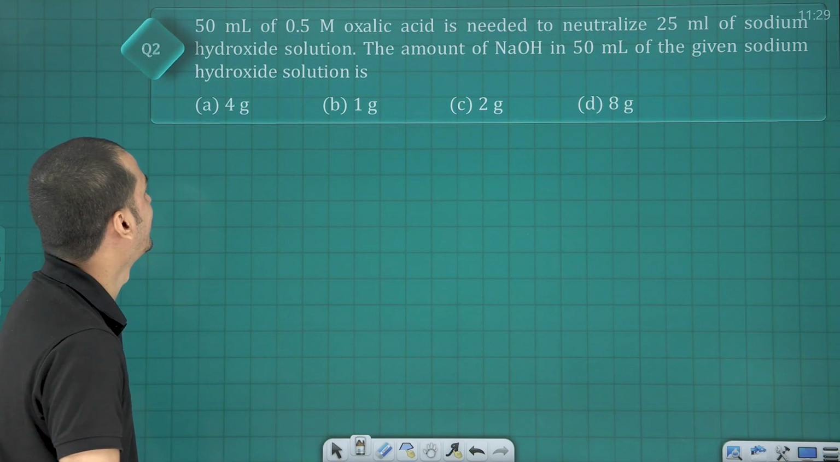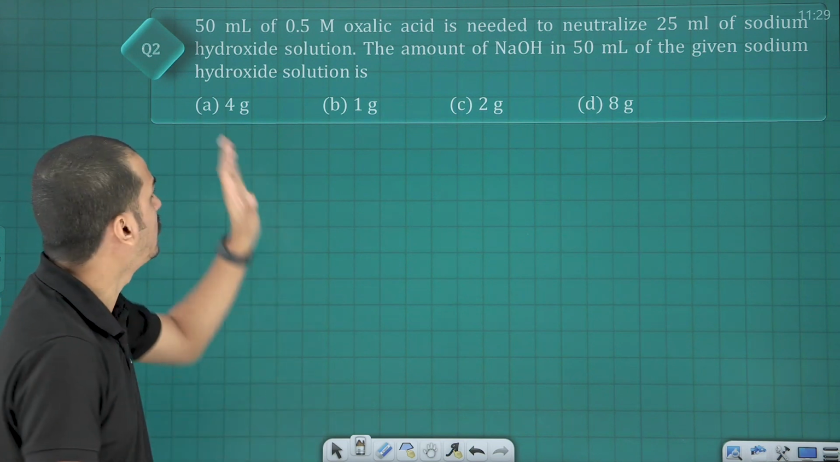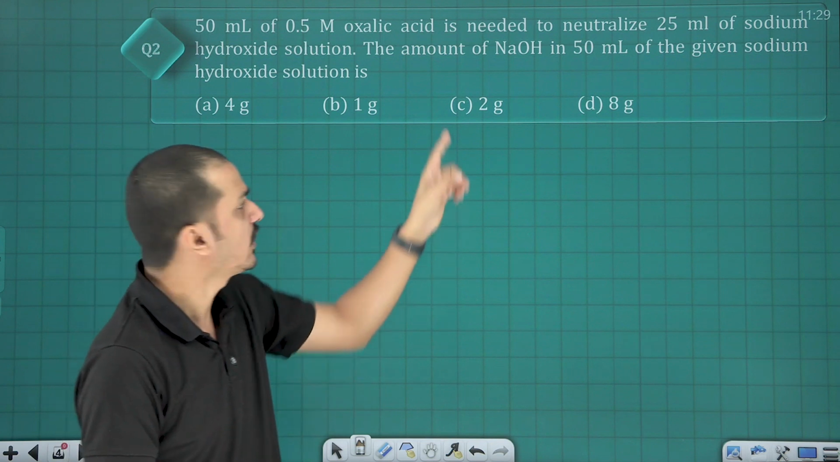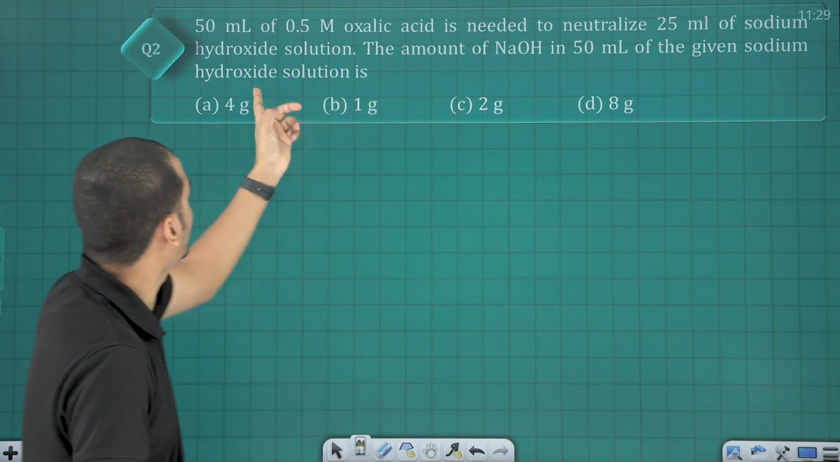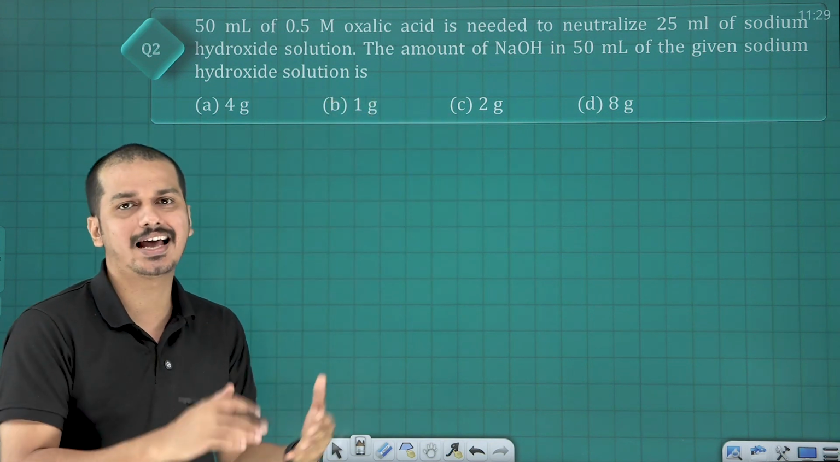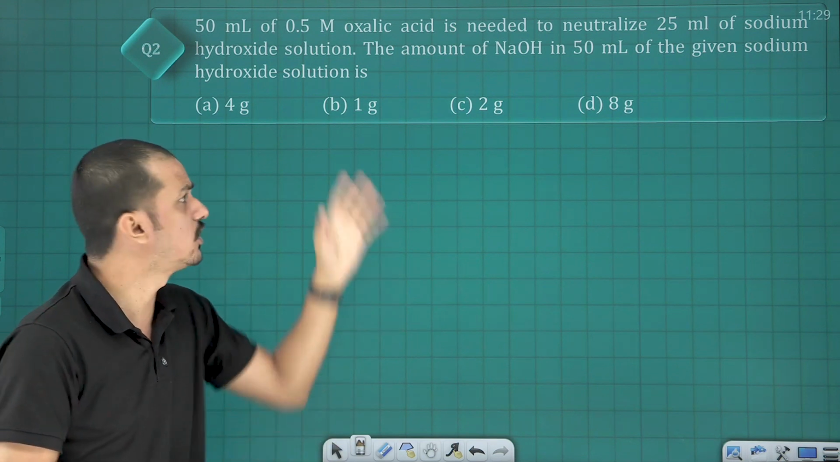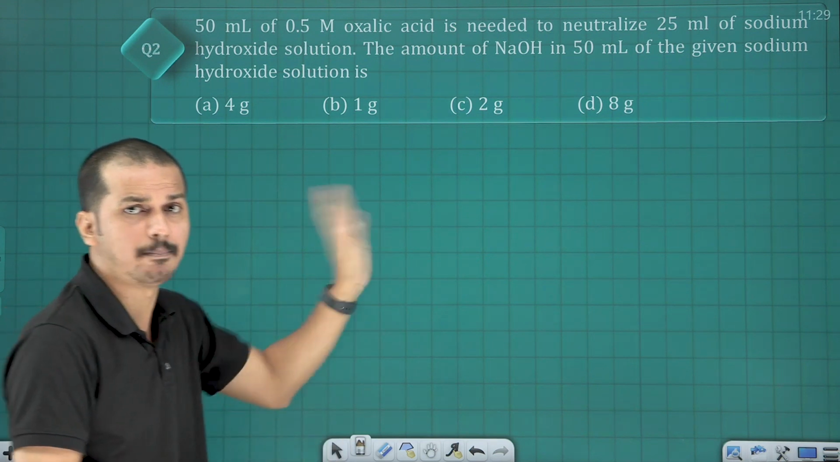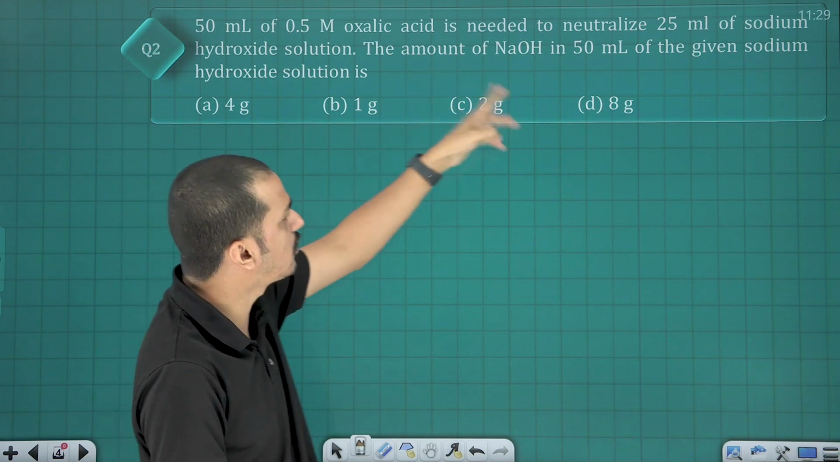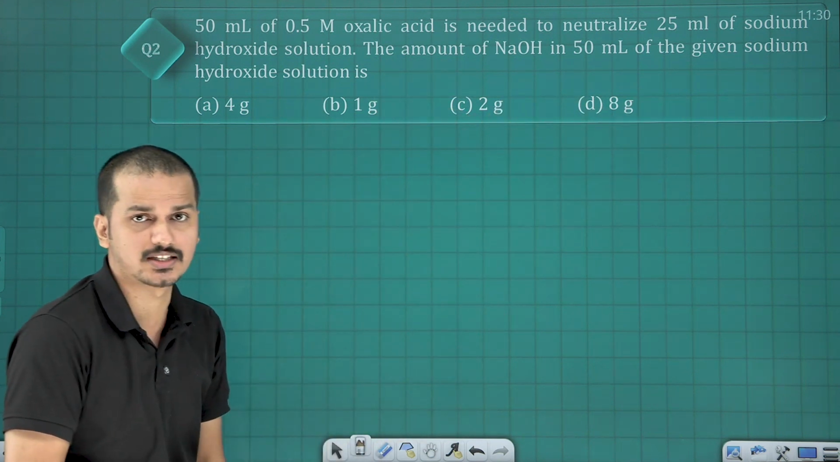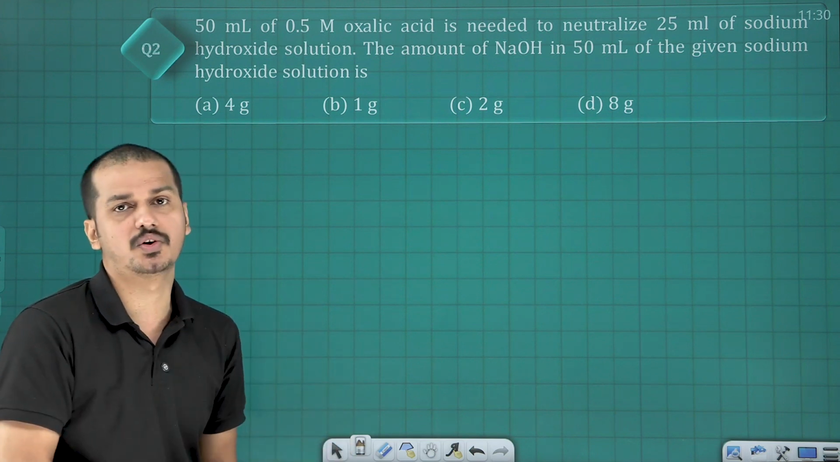What about the question here? 50 ml of 0.5 molar oxalic acid is needed to neutralize 25 ml of sodium hydroxide solution. Oxalic acid and sodium hydroxide titration they are doing. This is also a question related to some basic concepts of chemistry. They are asking about the mass of NaOH in 50 ml of the given sodium hydroxide solution.